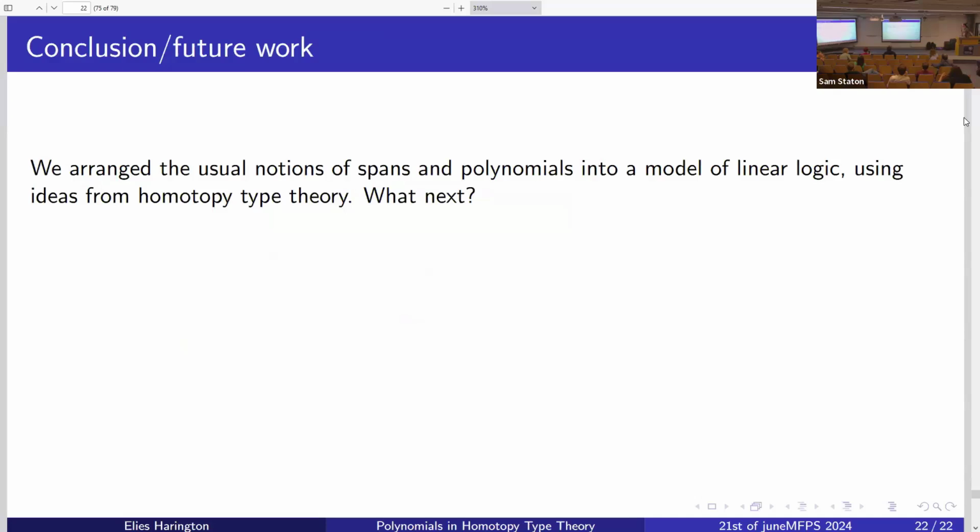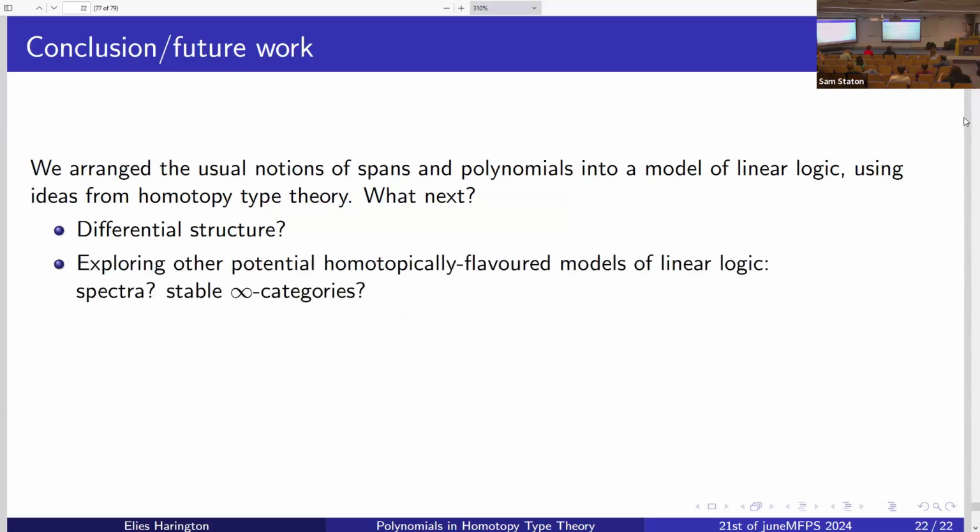Now, as a summary of what we did, we arranged the usual notions of spans and polynomials into a model of linear logic using ideas from homotopy type theory. What might come next is investigating a differential structure, because there's this notion of differential linear logic, where instead of just having this one adjunction between linear maps and nonlinear maps, you can also differentiate nonlinear maps to get back linear ones. And also, we could compare this model to other homotopically flavored models of linear logic.